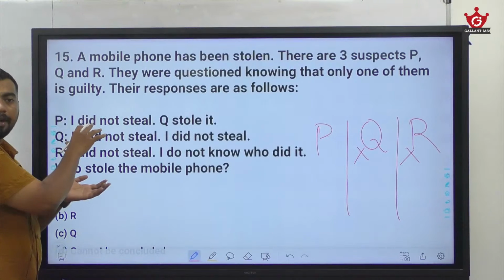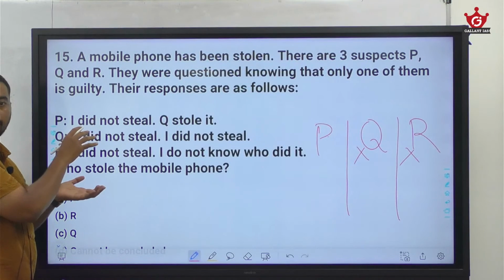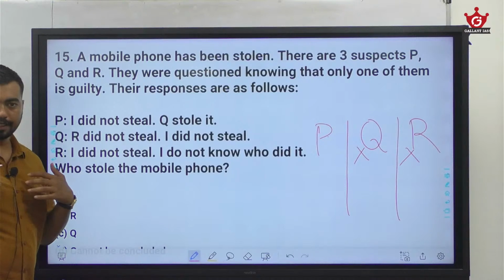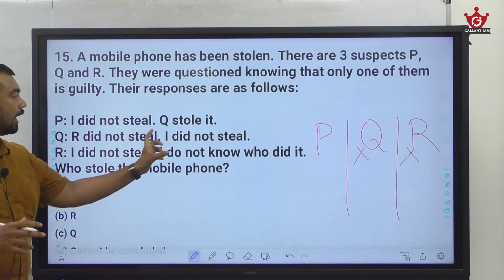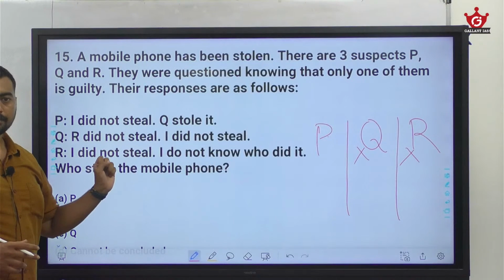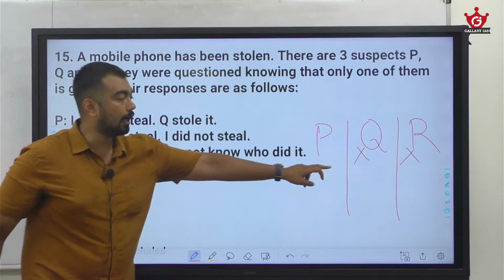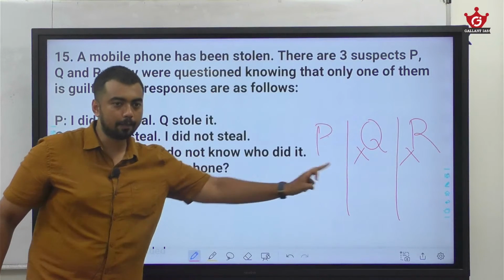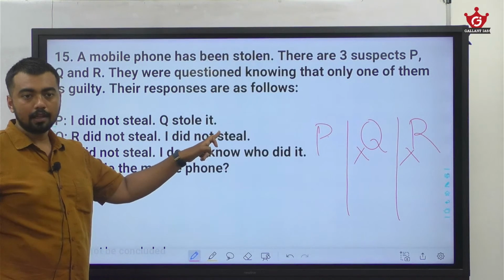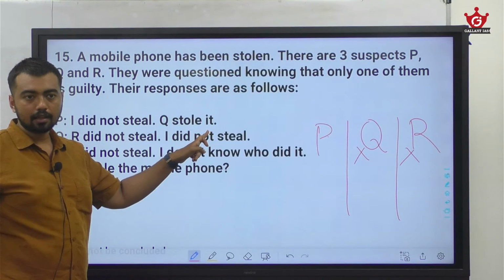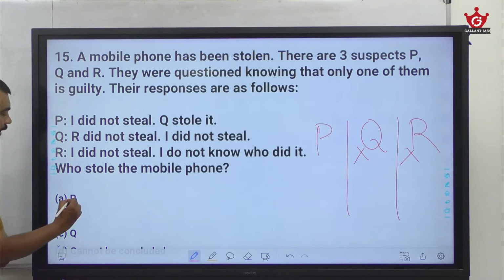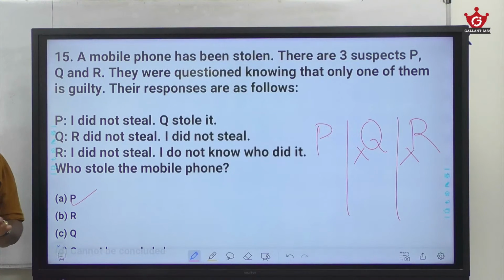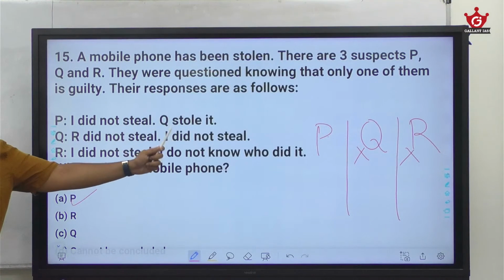Then we go back again to P, what P says. P says that I did not steal. Since he is the culprit, he will be lying. He stole it. And Q stole it. We already have established that Q is not the culprit. So this must also be the lie. Okay. So who is the culprit here? P is the culprit. You understood, right? We have to assume that what the guilty person is saying is a lie.